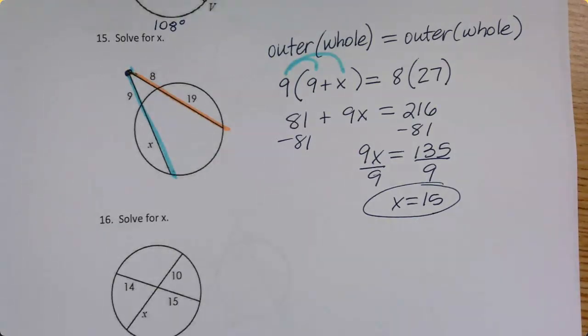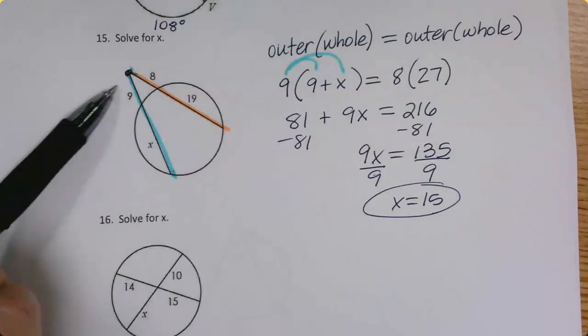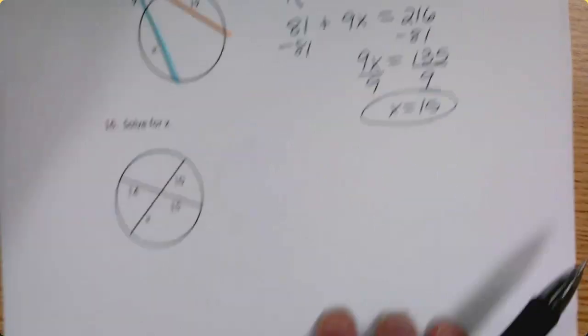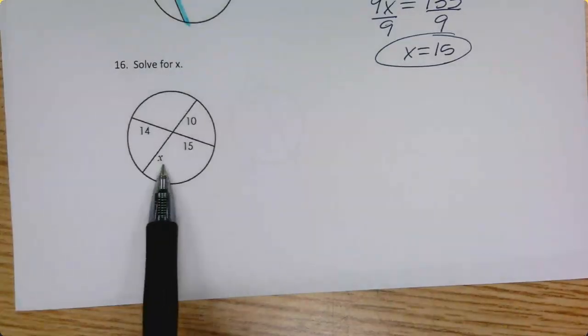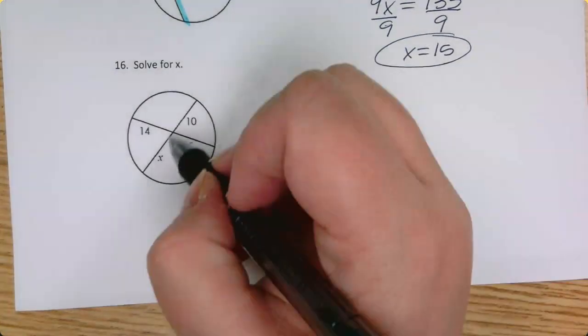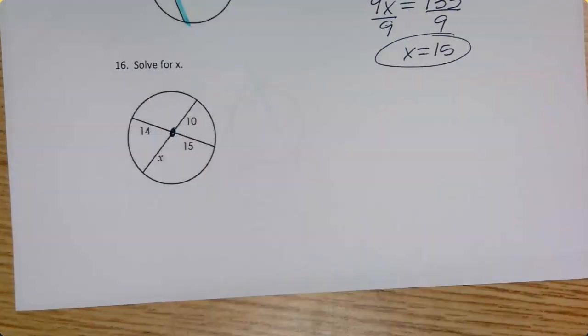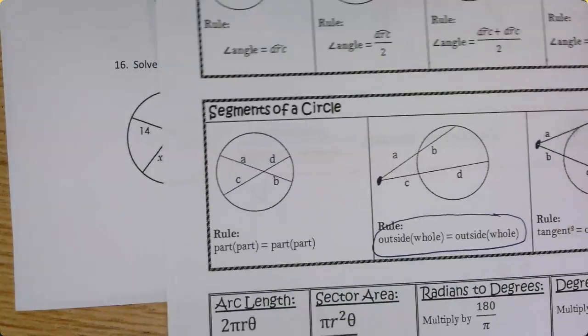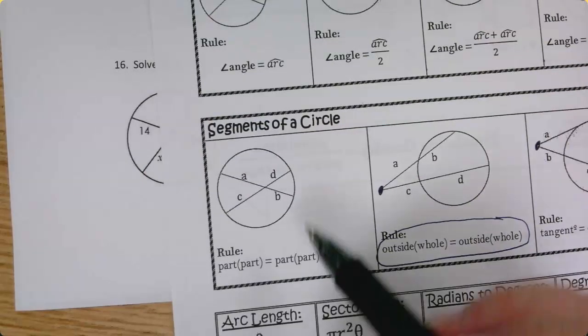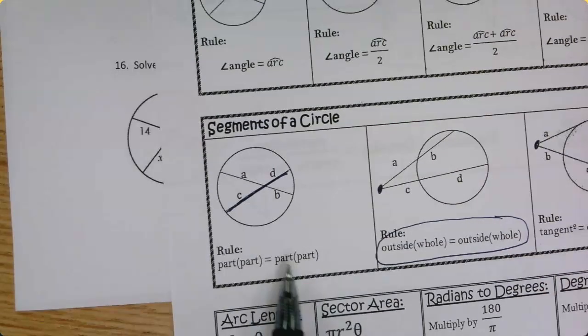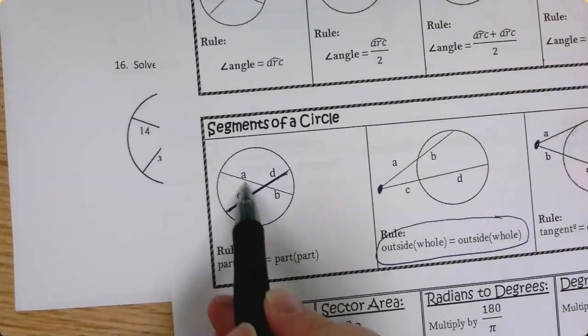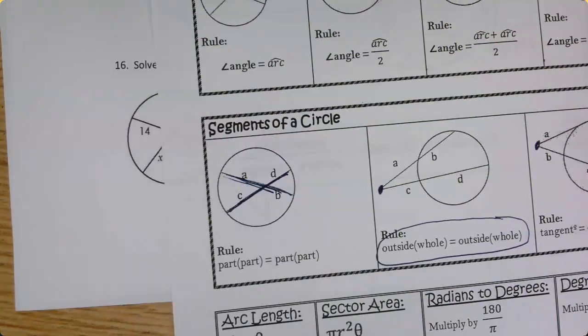The difference between 15 and 16 is that in 15, the segments met outside the circle. 16 is also about segment length. There are no degrees, no angles, no arcs. Segment lengths. This time, however, they meet inside the circle. The rule for inside, we tend to think of this way: part times part of one chord, so like maybe C times D, equals part times part of the other chord, so like A times B.